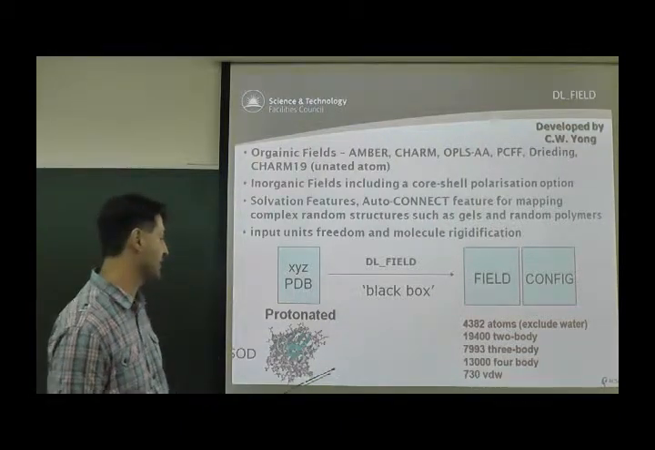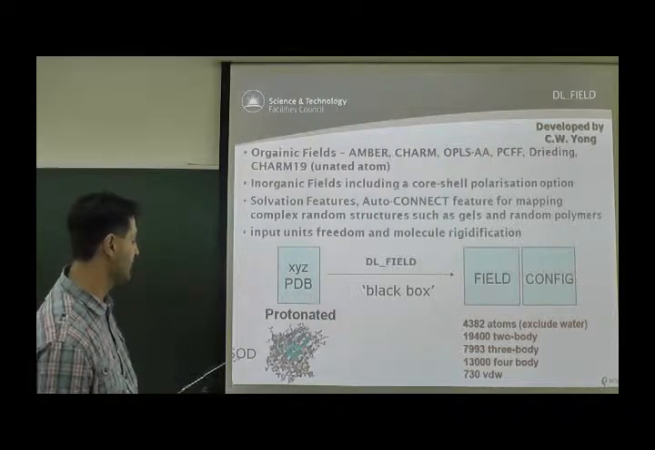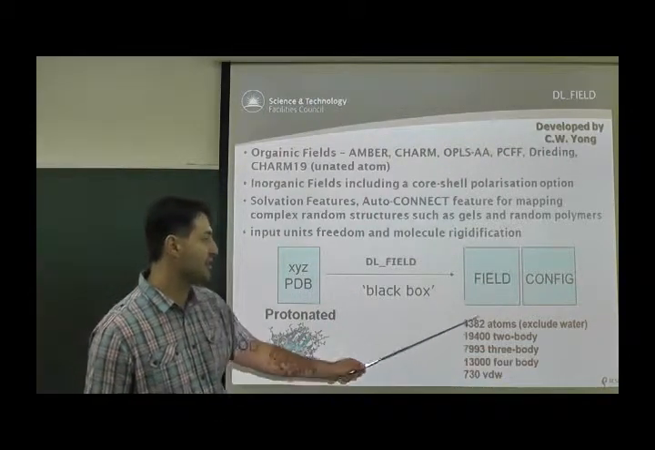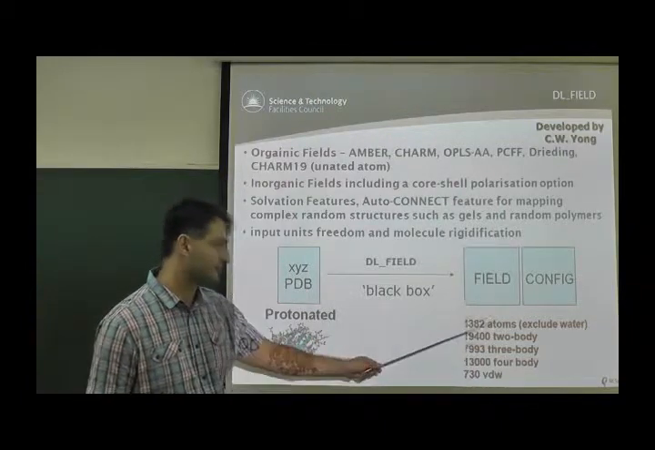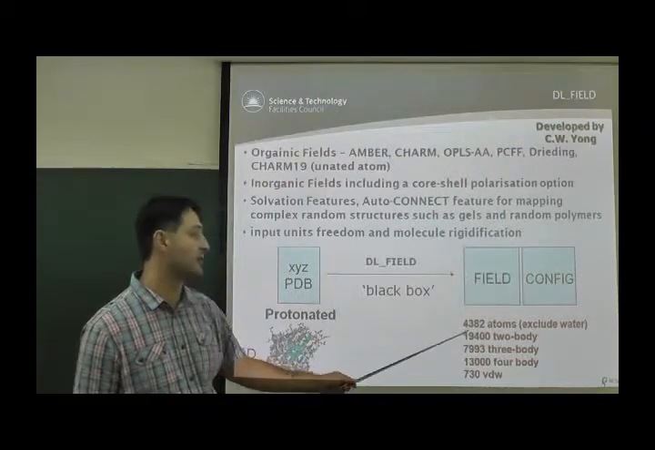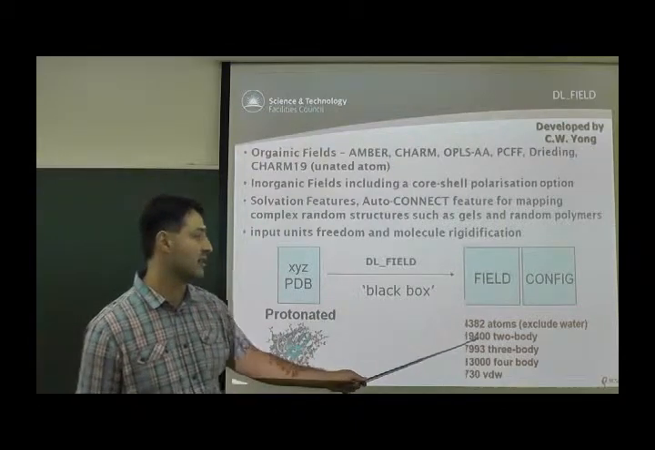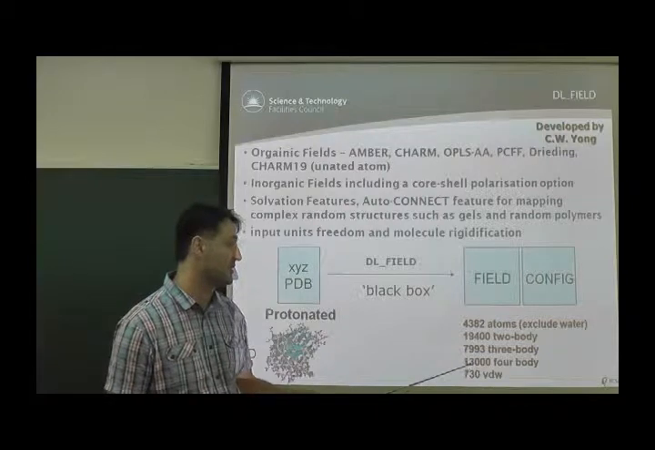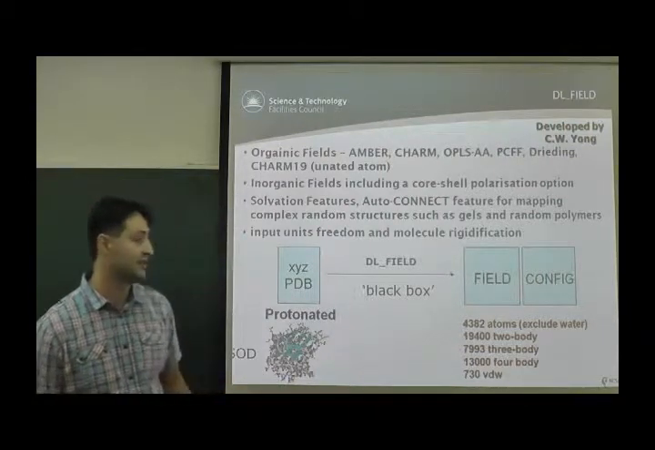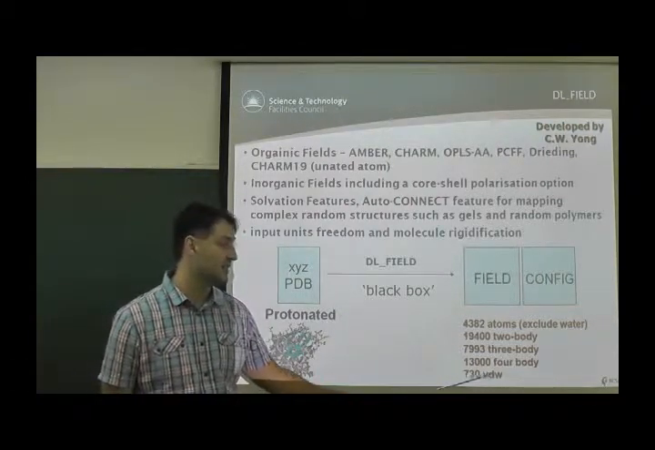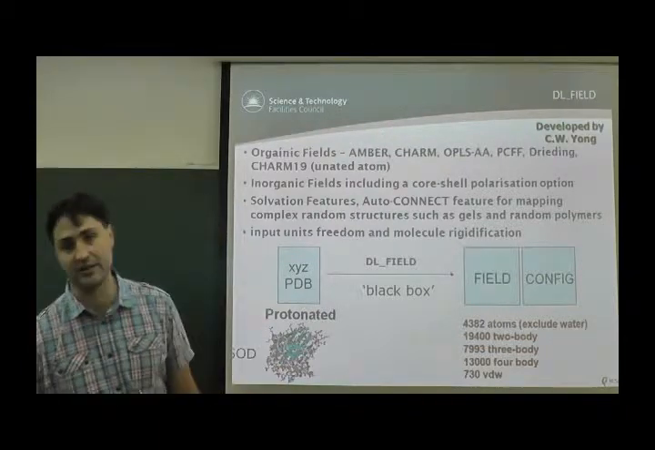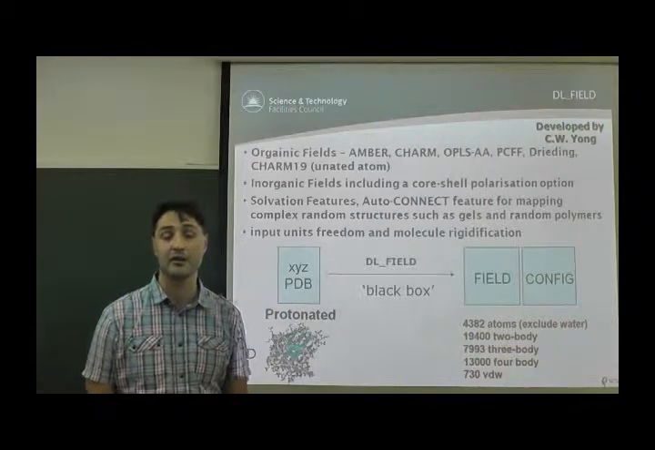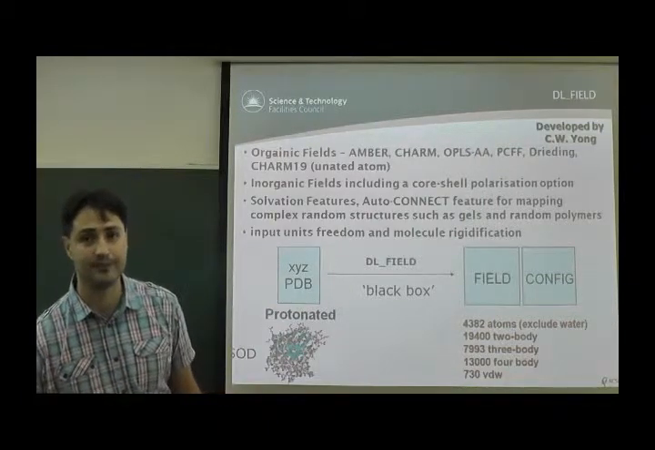Essentially what the package does is, starting from something like this, which is the superoxide dismutase protein, it will generate a large FIELD file containing about 4,500 atoms with 19,000 two-body interactions, 8,000 three-body interactions, 13,000 four-body interactions, and 730 van der Waals interactions in the system. It is very powerful. It has a very nice manual as well, so you can learn to work with it.